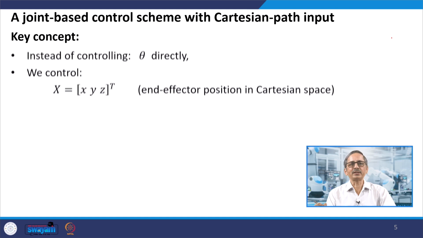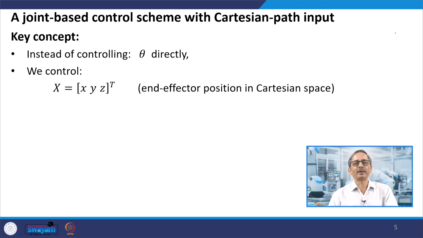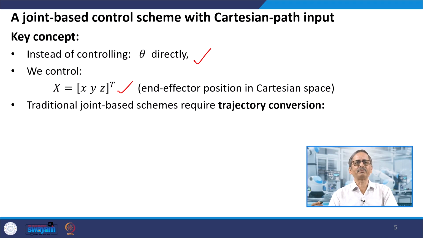Okay. So, let us look at the key concepts. In case of Cartesian control, what we are doing essentially, instead of controlling the joint angles theta directly, we are controlling the end effector position in the Cartesian space. You see the traditional joint base schemes require the trajectory conversion, because we are always interested in moving the end effector in a desired way, based on our requirement.